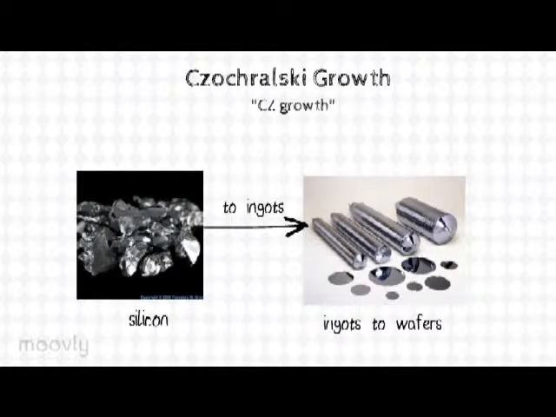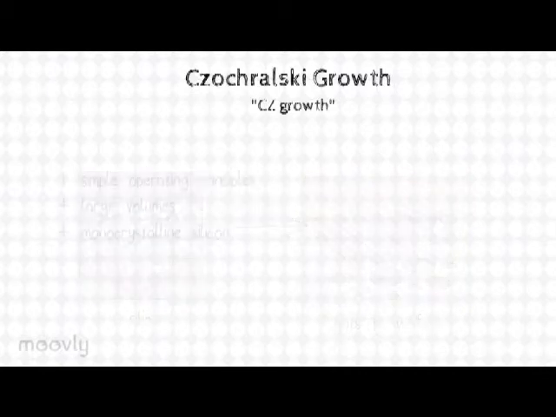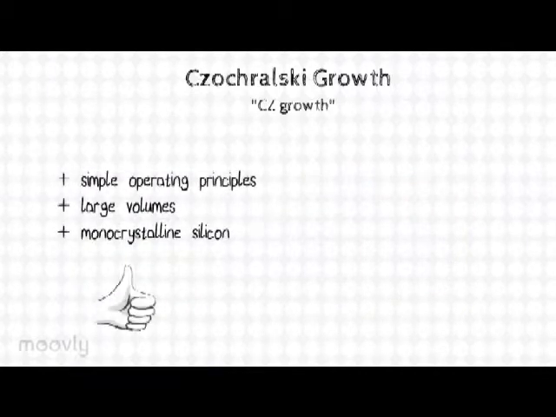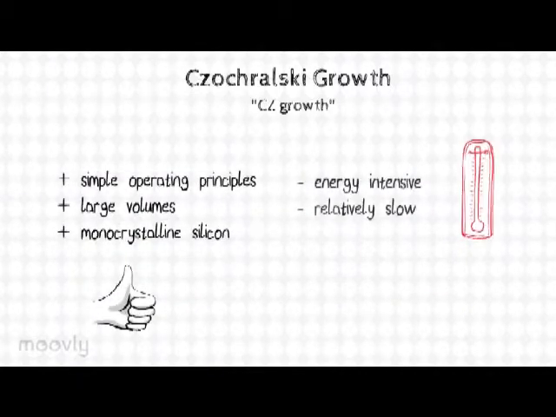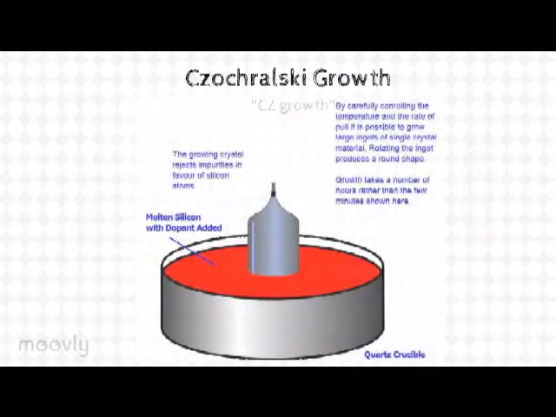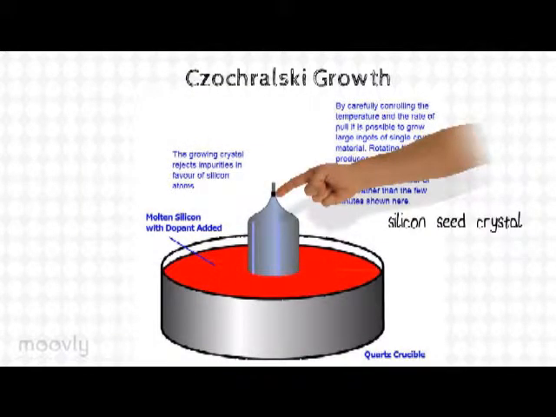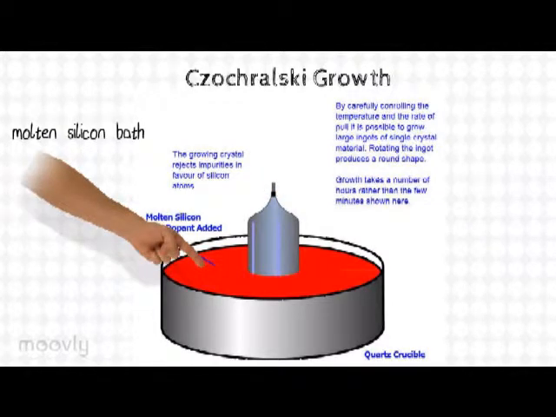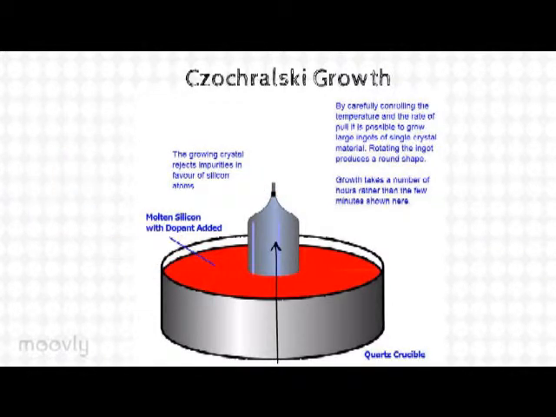CZ growth in principle is very simple and can be used to produce large volumes of monocrystalline silicon. However, it requires very high temperatures, so it is a rather energy-intensive procedure and can be relatively slow. The process works by starting with a single seed crystal of silicon in a molten silicon bath. The seed is slowly drawn from the bath.